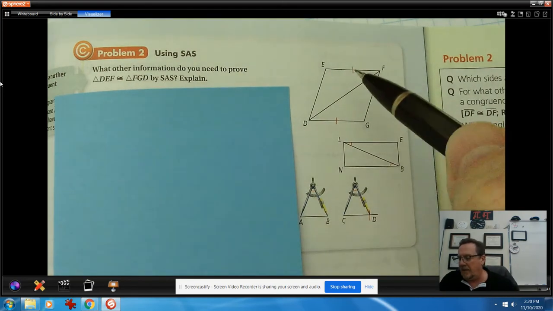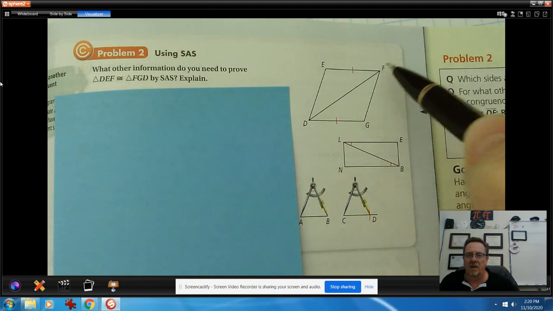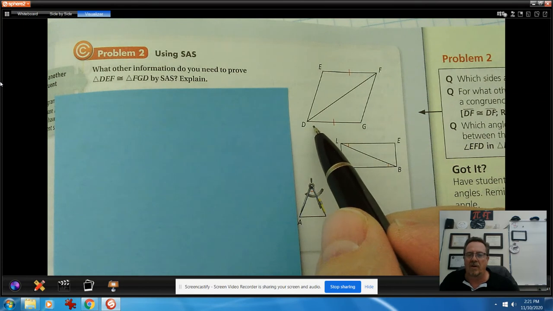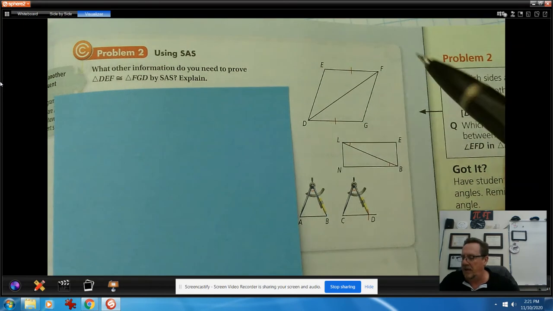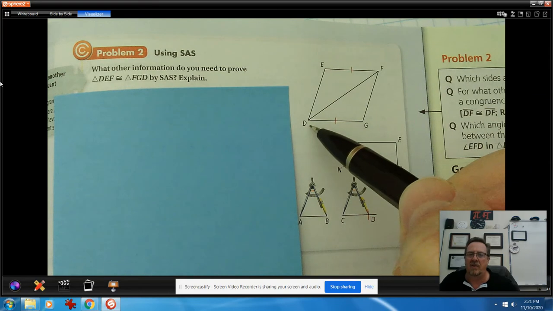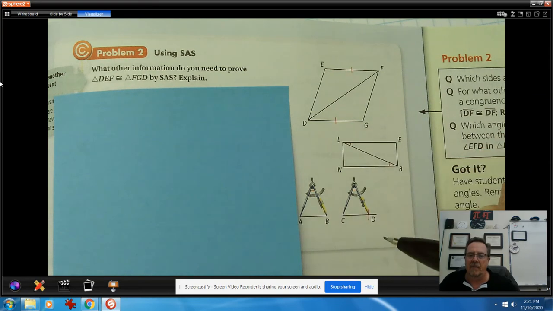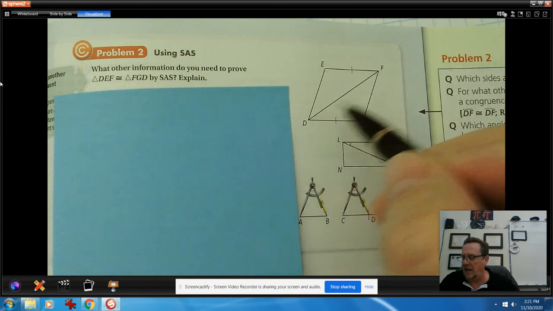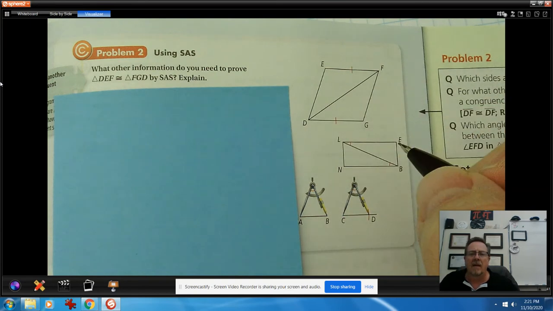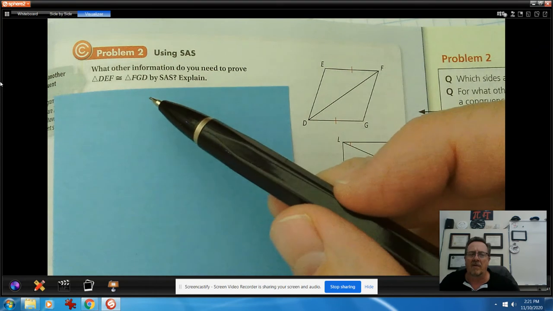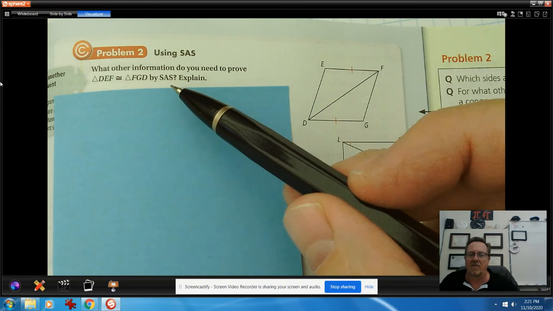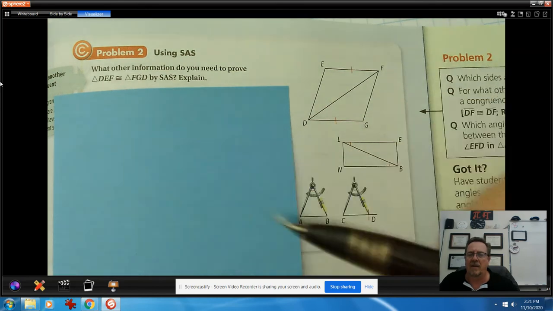So if I look at the diagram, I notice that EF is marked as being congruent to GD, right? Those two are marked congruent. And I also notice that FD is congruent to itself, right? Reflexive property. So we know EF and FD are congruent to GD and FD or DF. But what am I missing to do side angle side? Well, I've got a side and I've got another side, but I don't have what? I don't have the included angle.